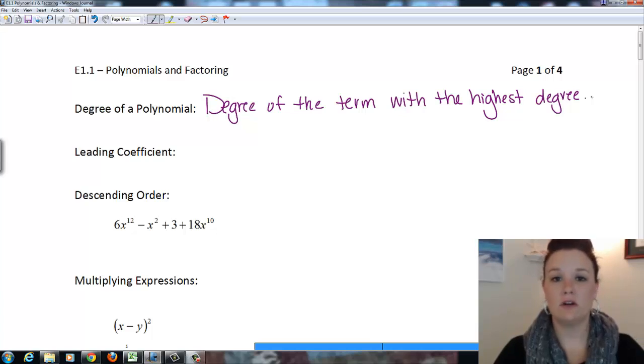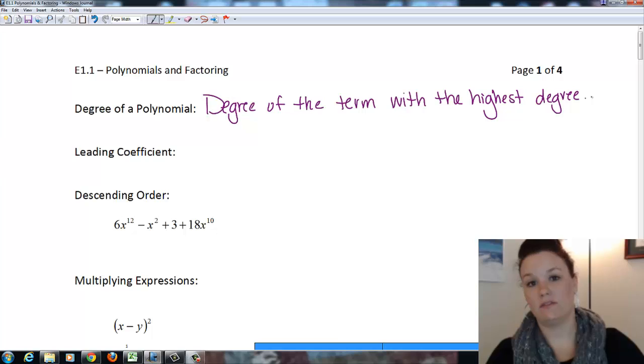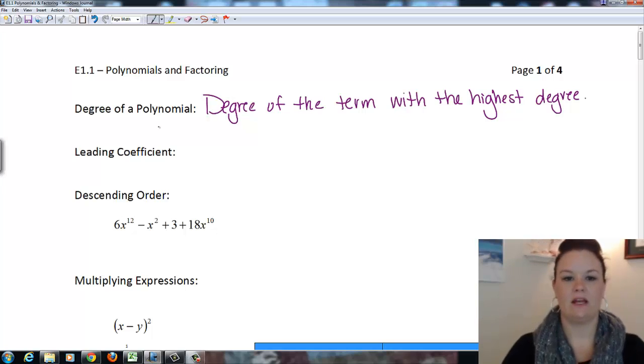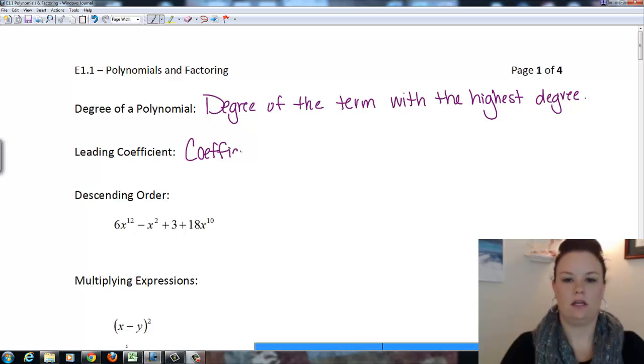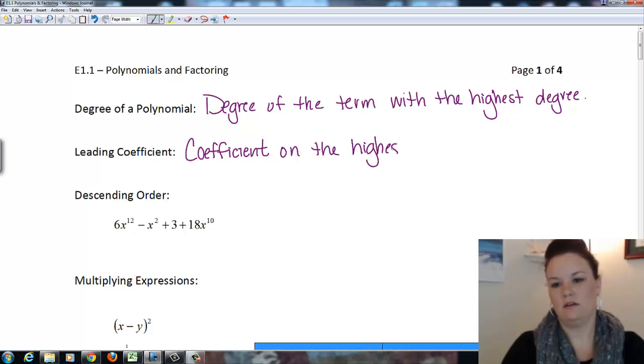Okay, so we look at all of our terms, and whatever the highest power of the variable is, that is the degree of the whole polynomial. Okay, then our leading coefficient is the coefficient from the term with the highest degree, or the coefficient on the highest degree term.